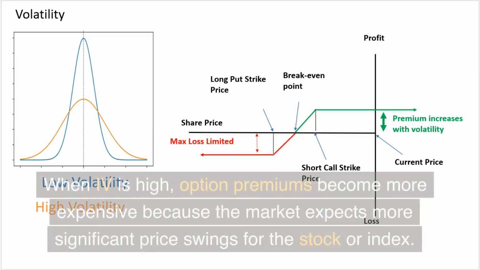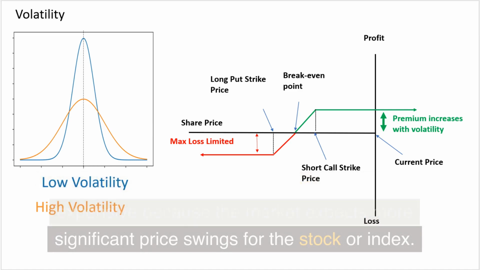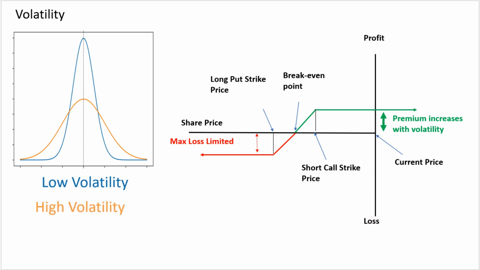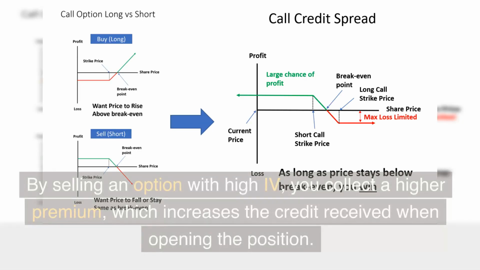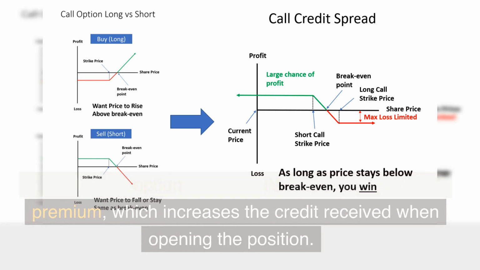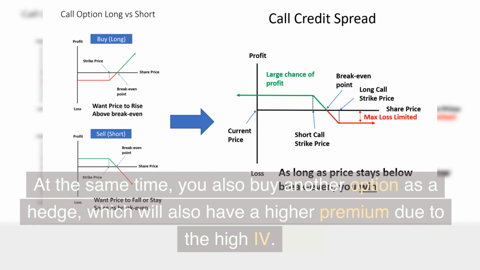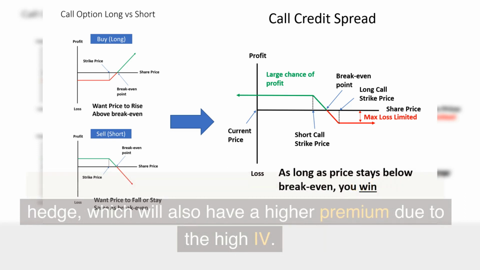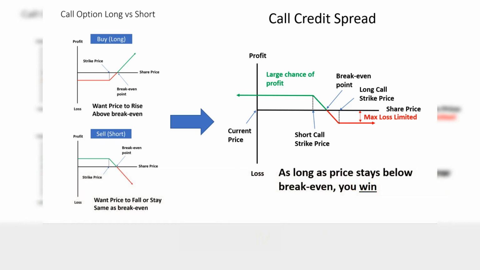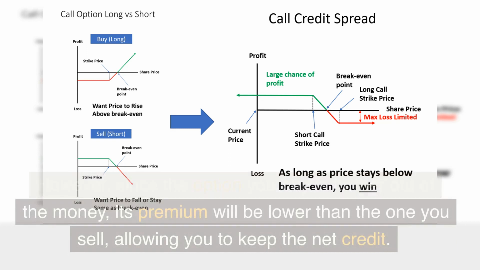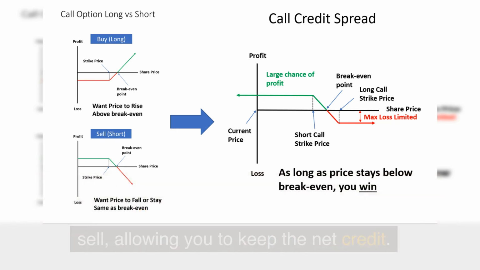When IV is high, option premiums become more expensive because the market expects more significant price swings for the stock or index. This is when credit spreads can become more attractive. By selling an option with high IV, you collect a higher premium, which increases the credit received when opening the position. At the same time, you also buy another option as a hedge, which will also have a higher premium due to the high IV. However, since the option you buy is further out of the money, its premium will be lower than the one you sell, allowing you to keep the net credit.